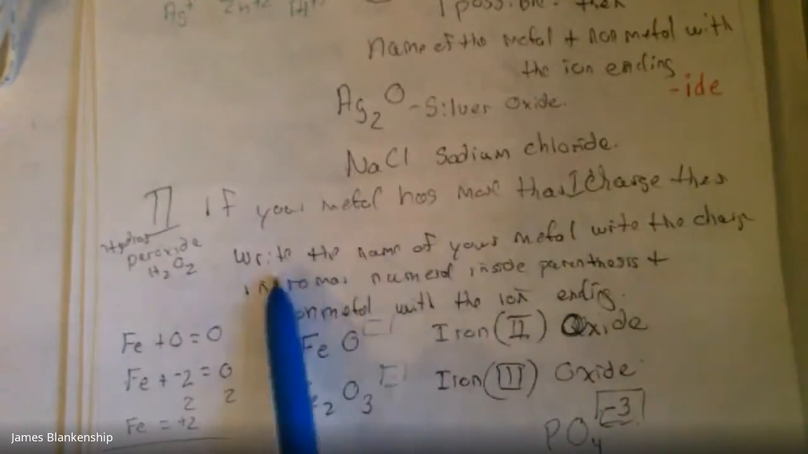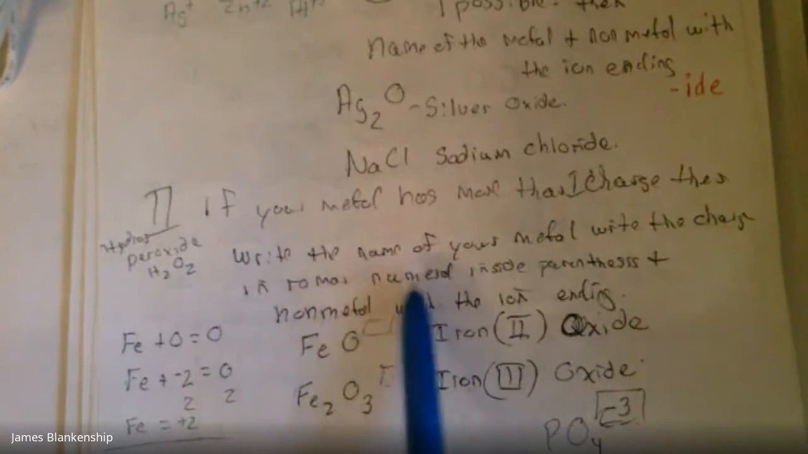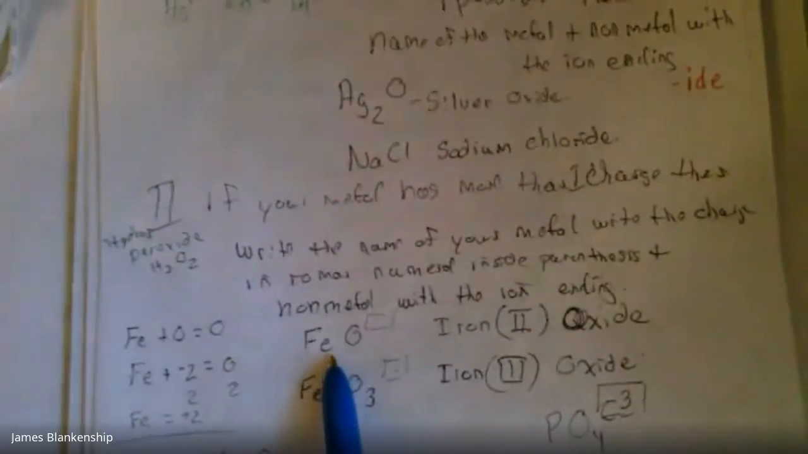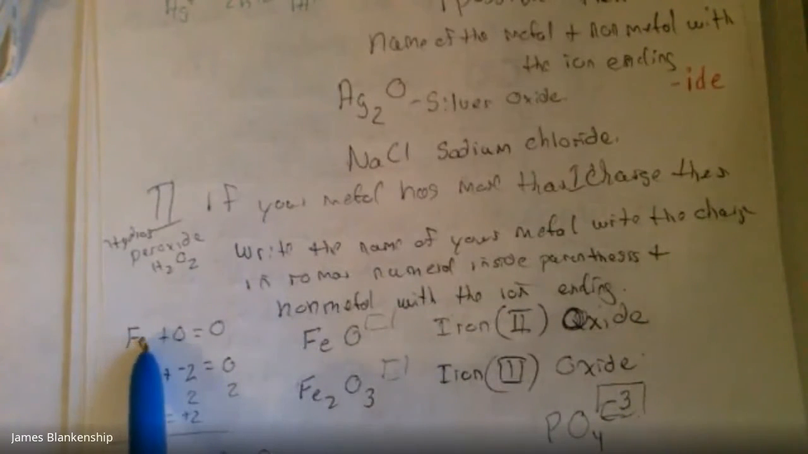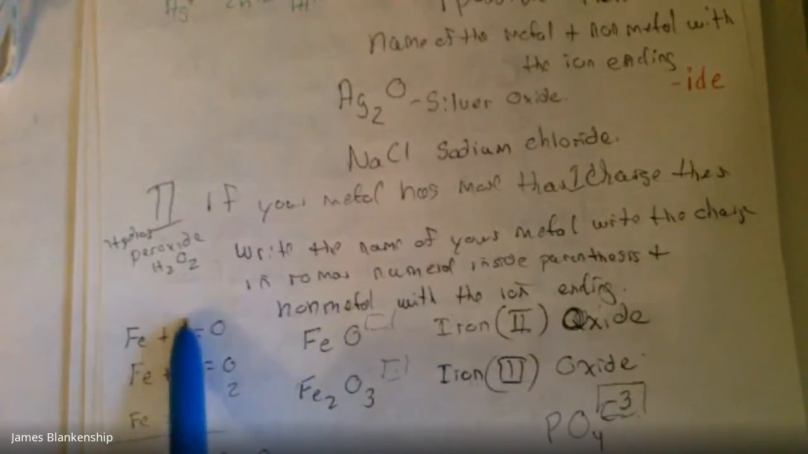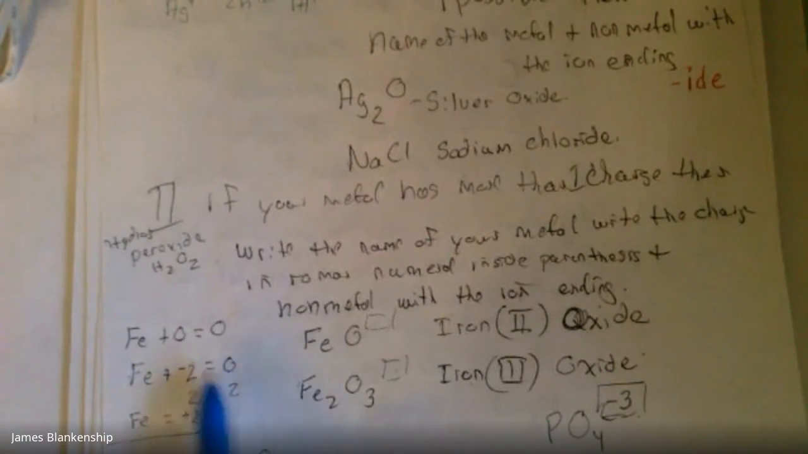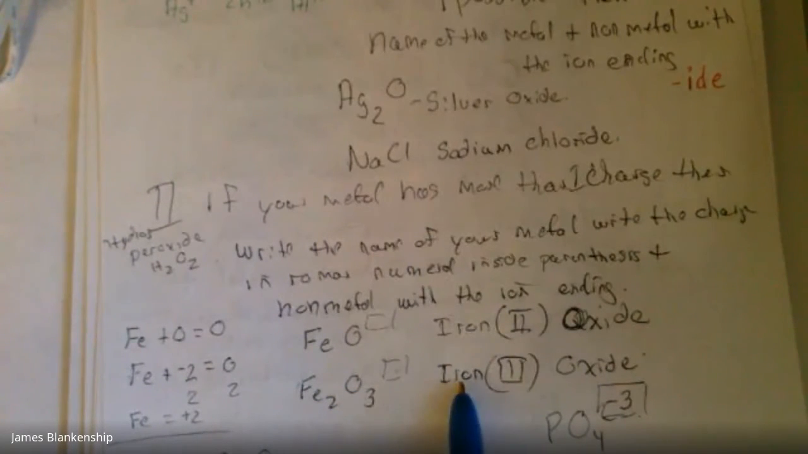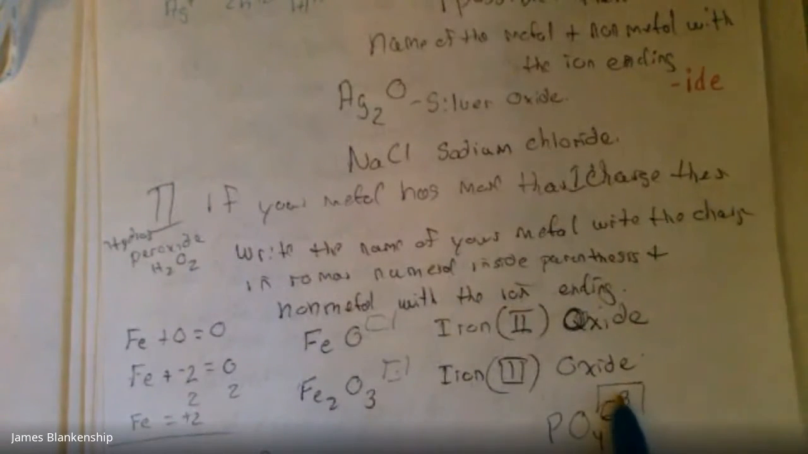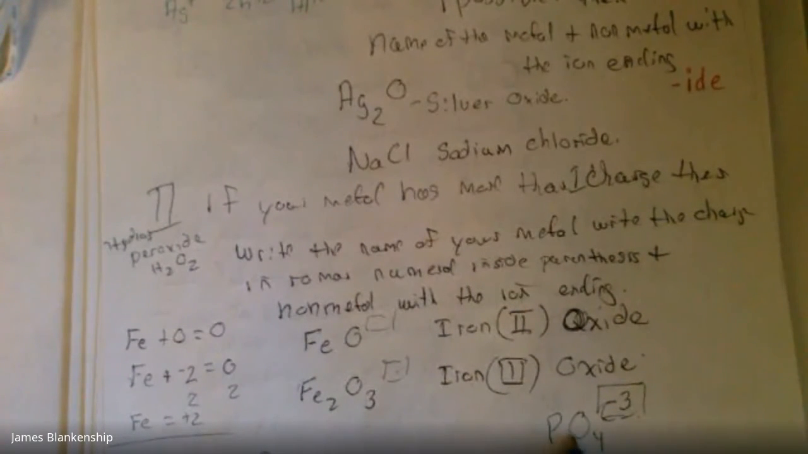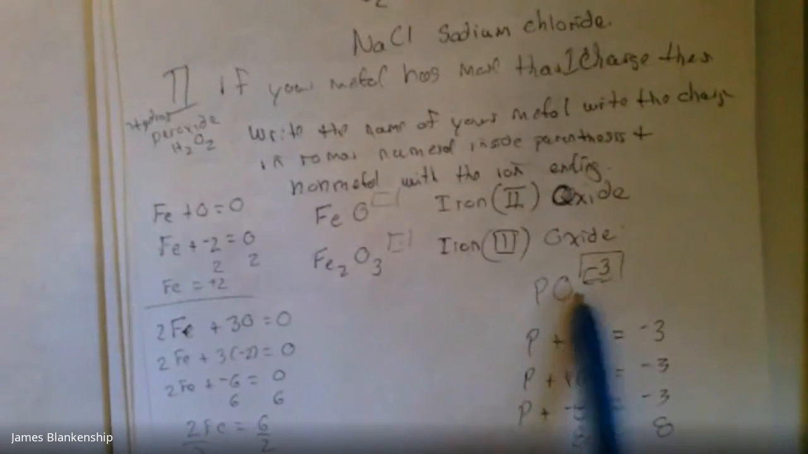Your metals in this transition area fall into the second category, where if your metal has more than one charge, you need to write the name of your metal with the charge in Roman numerals inside parentheses, and the nonmetal with the ion ending. We have FeO, which is iron 2 oxide, which we can determine using this algebra and assigning our most common charge to our elements that have the least questions about them. We have Fe2O3, which is iron 3 oxide, which you would use the same approach. You can also use that for polyatomic ions. Notice I did use phosphate because phosphate is one of the polyatomic ions we need to know.